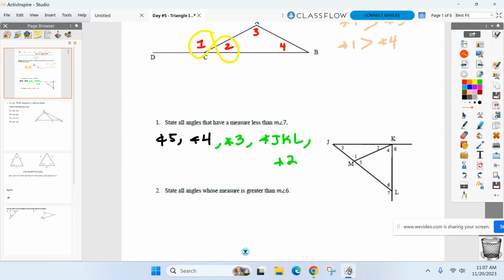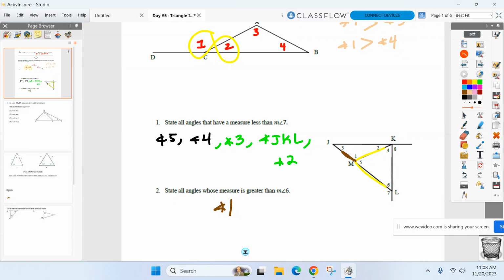All right, the first triangle I see where angle 6 is in there is triangle MKL. And the exterior angle is angle 1. Everyone see exterior angle 1 there, where 6 is a remote interior? So angle 1 is bigger than angle 6 because it's an exterior angle.